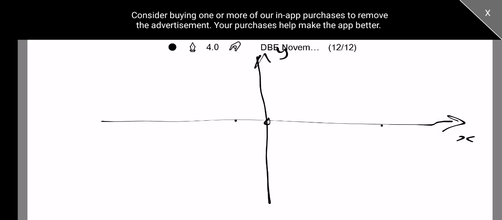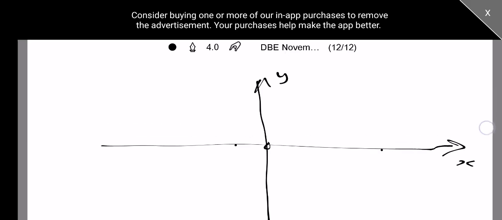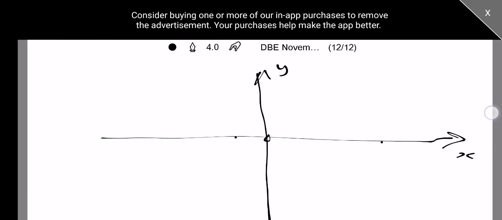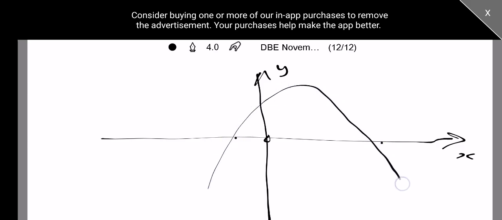And the turning point was 2 and 8, so it's going to be somewhere here. So which means the graph is going to be, I'll just rectify that now. So it's going to be, this is 6, this is negative 2, and then the turning point is 2 and 8.